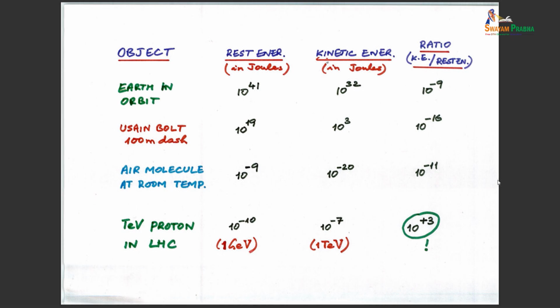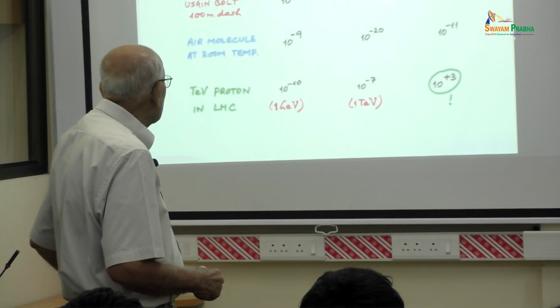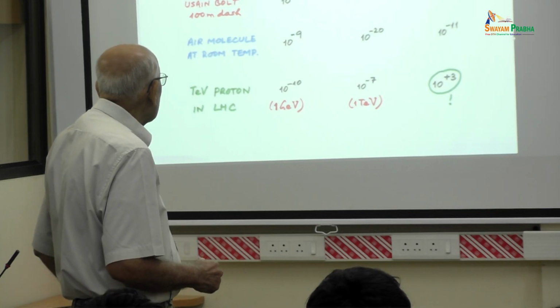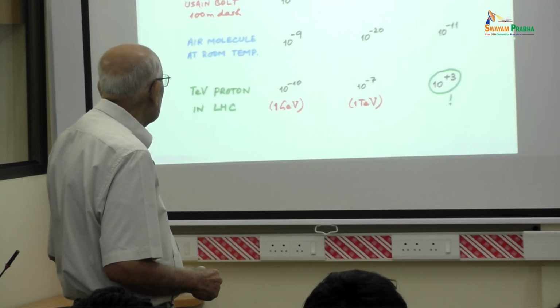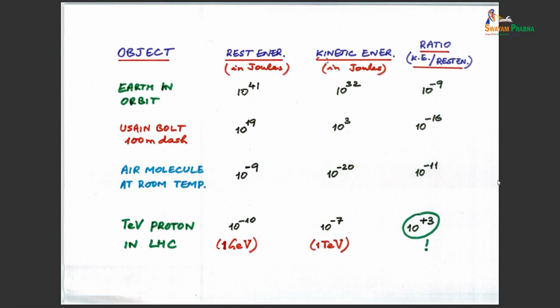If you look at an air molecule at room temperature, the system is not much better. We treat everything in thermodynamics non-relativistically, and you wonder why, because these are particles that are very small, moving very fast. Well, at room temperature, the rest energy for the molecule is typically 10 to the minus 9 joules for a single particle, but the kinetic energy is 10 to the minus 20 joules. So the ratio is 10 to the minus 11, which is incredibly non-relativistic, more so than the Earth in orbit.